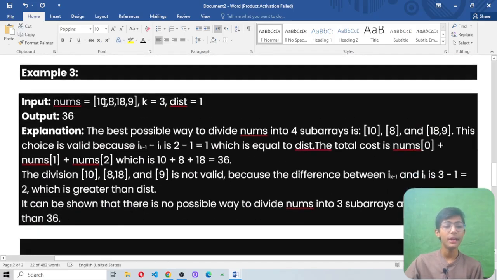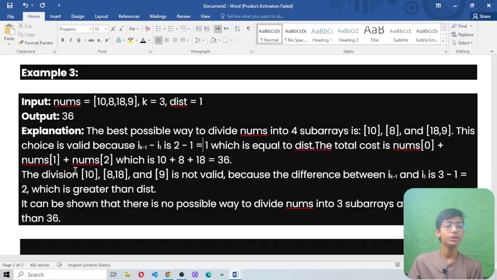Here we have an integer array named nums, in which there are numbers like 10, 8, 18 and 9, and one integer named k, which is 3. And here you get one integer named dist, which is 1, and the output is 36, because the best possible way to divide nums into 4 subarrays is 10, 8 and 18, 9.